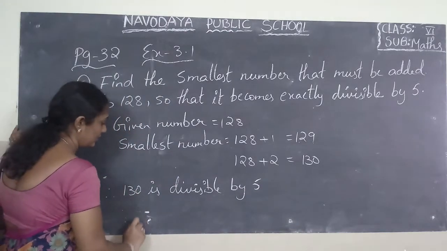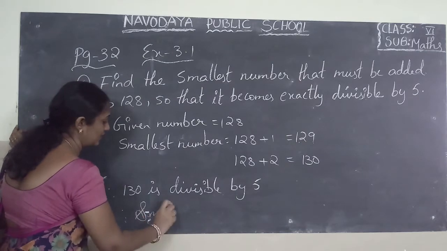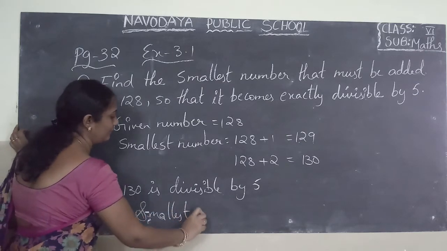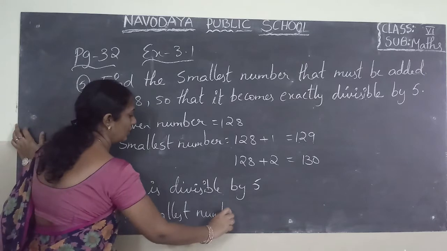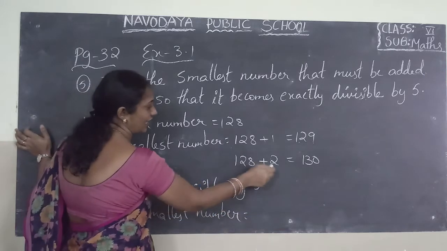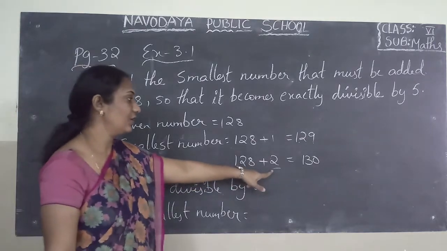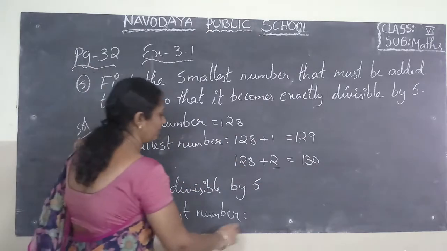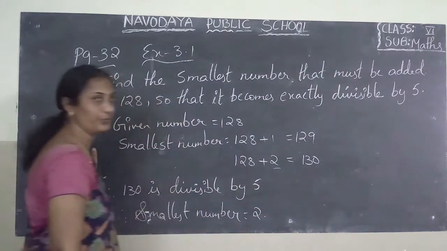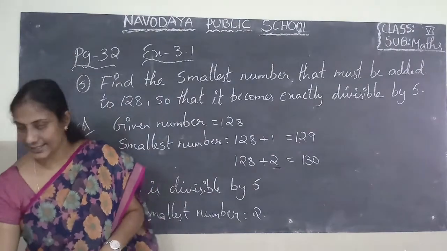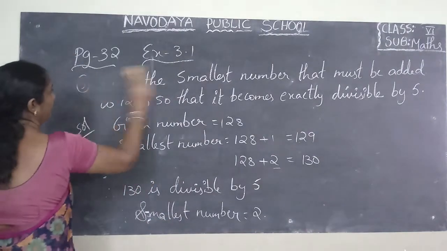Therefore, what is the smallest number we got here? Which number did we add? 128 plus 2 gives 130. So the smallest number equal to 2. Okay. Now, let us see the next sum.